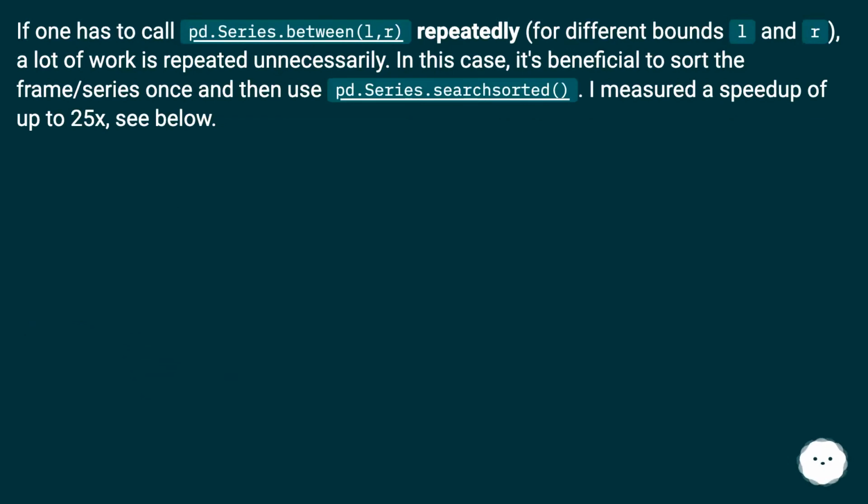If one has to call pd.Series.between(L, R) repeatedly, for different bounds L and R, a lot of work is repeated unnecessarily. In this case, it's beneficial to sort the frame/series once and then use pd.Series.searchsorted. I measured a speedup of up to 25x, see below.